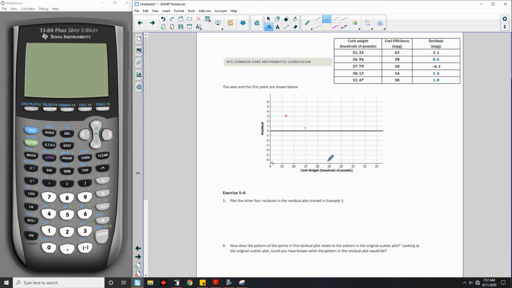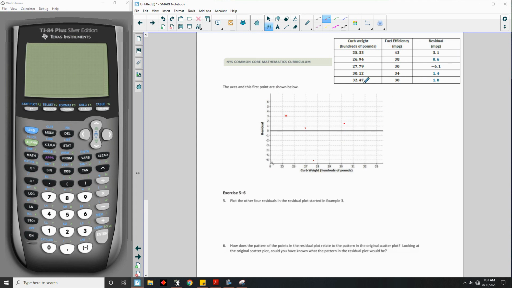All right, 27.79 is just before 28. 27.5 would be here, so a little more than 3/4 of the way over is 27.79. And we want to go down to negative 6.1. So that would be way down here, right there, approximately. And then finally 30.12 is just a little bit more than 30, and we're going up to 1.4, which is almost halfway between, whoops, let me try that again. Halfway, very difficult to do a dot with this pen. Okay, there you go, somewhere around there.